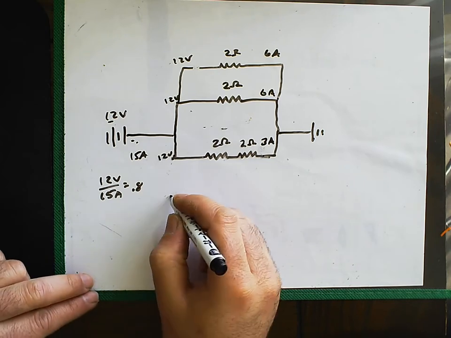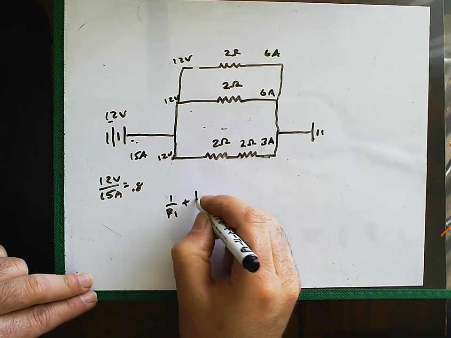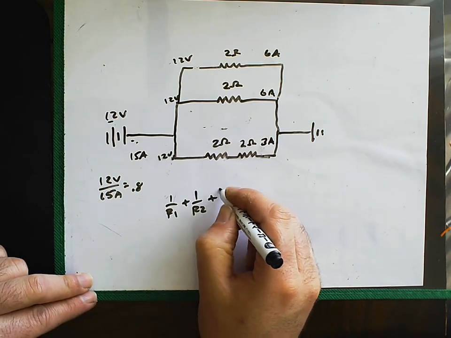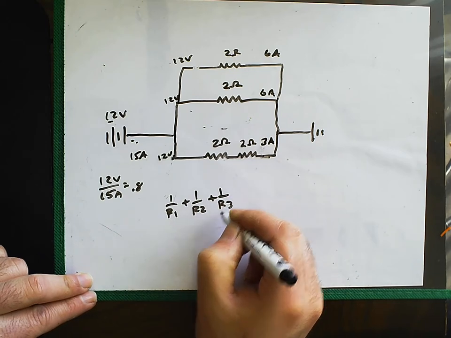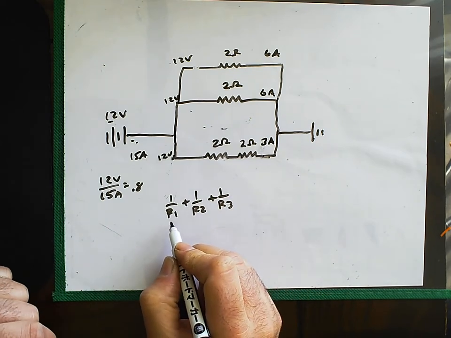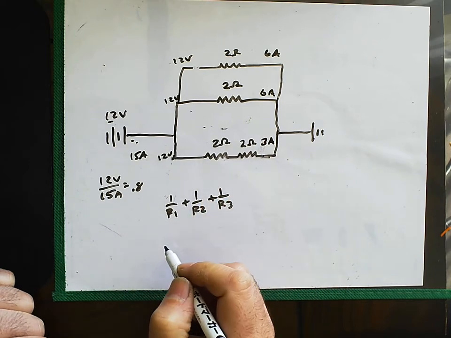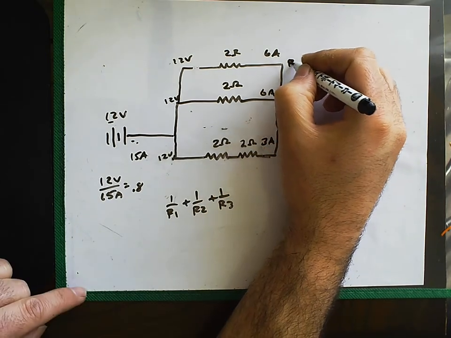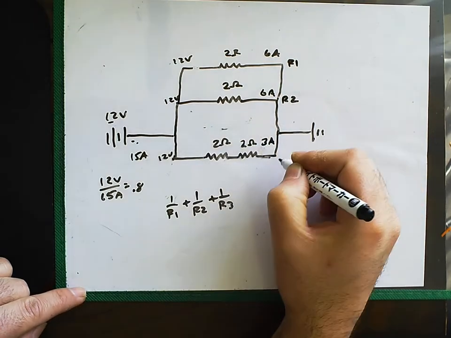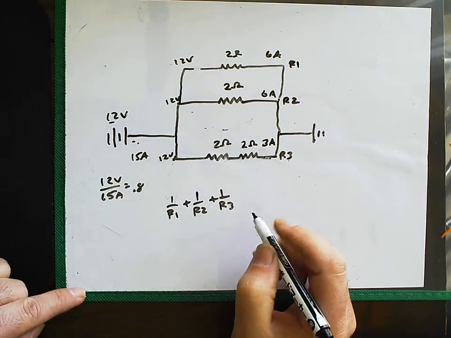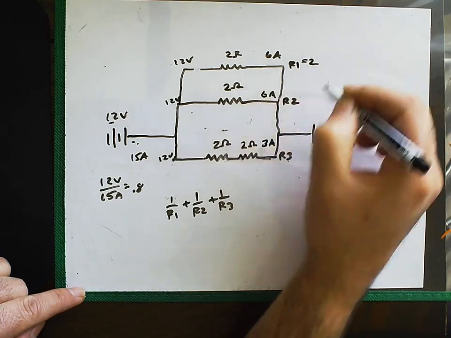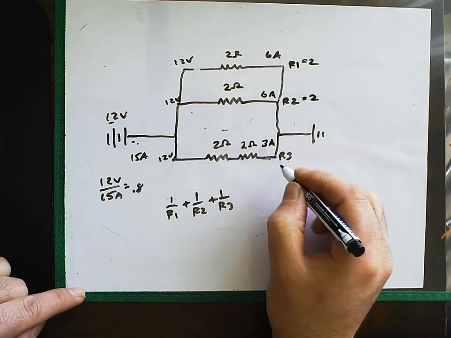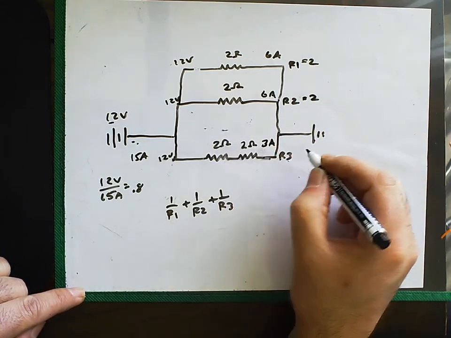Or I could also use my 1 over R1 plus 1 over R2 plus 1 over R3. We're going to say that the R's symbolize branches. I'm not going to say resistors. So I'm going to call this R1, R2, and R3. My first one is equal to 2. My second one is equal to 2. And my third one is equal to 2 plus 2, which is 4.